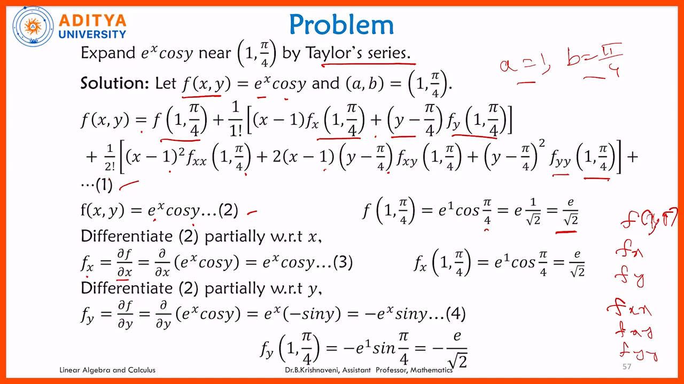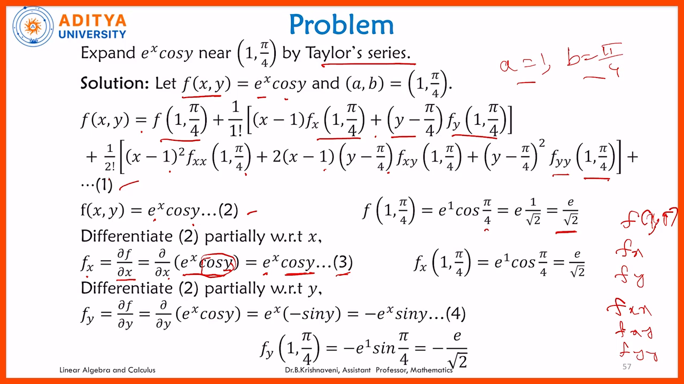Fx means ∂f/∂x, that is ∂/∂x of f, which is e^x cos y. Here we are doing the partial derivative with respect to x, meaning y is constant. Hence in the function cos y remains constant, and the derivative of e^x is e^x, into cos y. Let us take this as equation number 3.